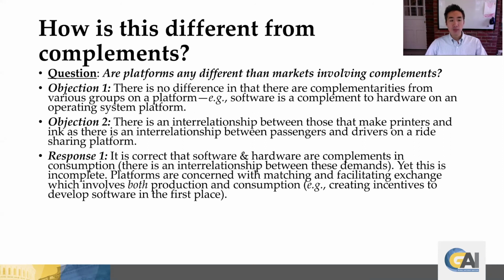Response 1 to objection 1. It is correct that software and hardware are complements in consumption, in that there is an interrelationship in their demands. Yet this is an incomplete assessment for platforms. Platforms are concerned with matching and facilitating exchange, which involves both production and consumption, which creates incentives to develop software in the first place, for example. So complements is really about the demand side, and platforms is about both supply and demand and the level of output in a given market.